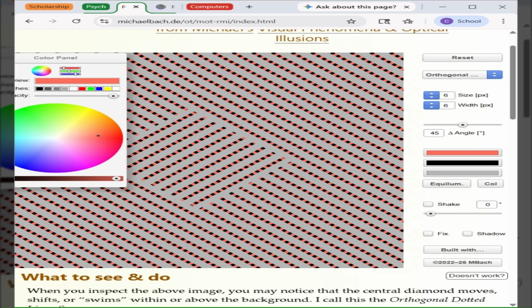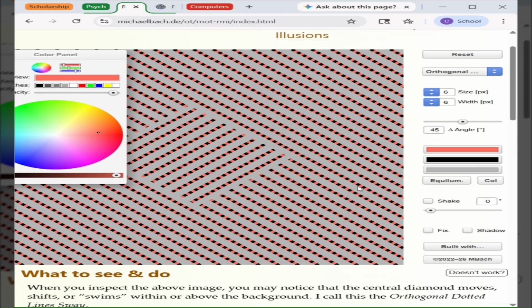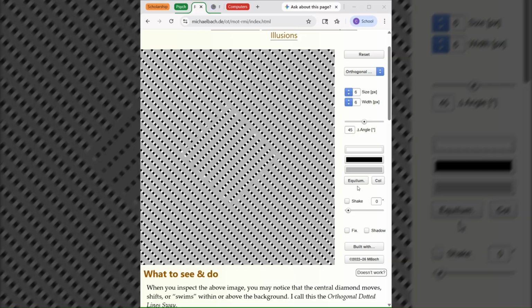The orthogonal dotted line sway illusion occurs when dotted lines are arranged at orthogonal angles, which means they're at 90 degrees. You can see that all of these dots are at 90 degrees, and the dots shift or appear offset relative to the background. Small eye movements or image motion create the perception of smooth swaying. Even though nothing is actually moving, your brain interprets the pattern as moving.